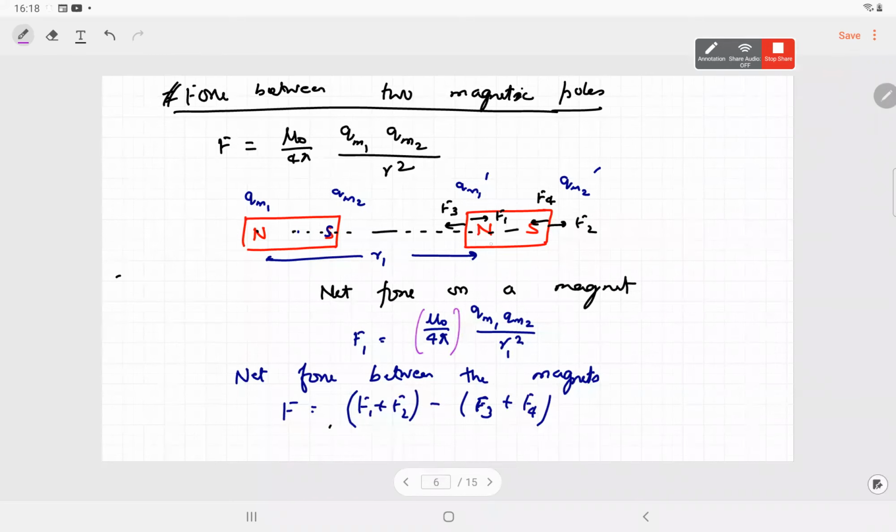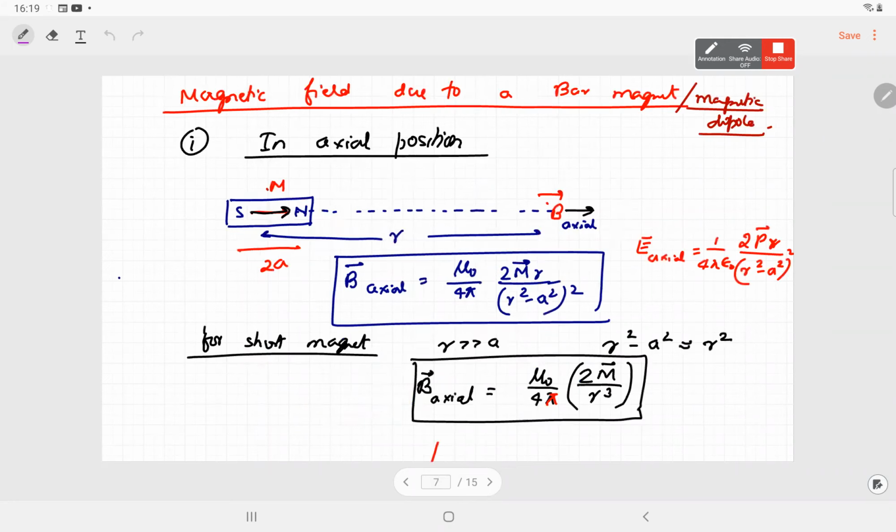So on the second magnet, the north pole will repel and the south pole will attract. On the other pole, the north pole will attract and the south pole will repel. So on any magnet, there will be four forces, two attractive and two repulsive. We'll calculate them separately and then find the result.